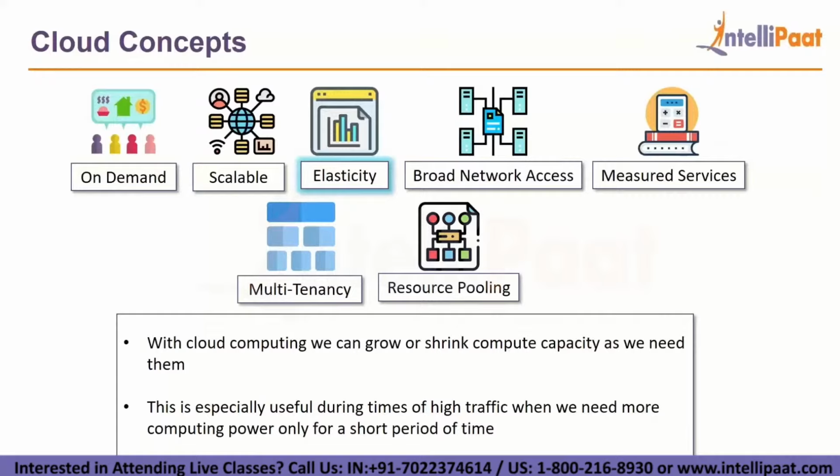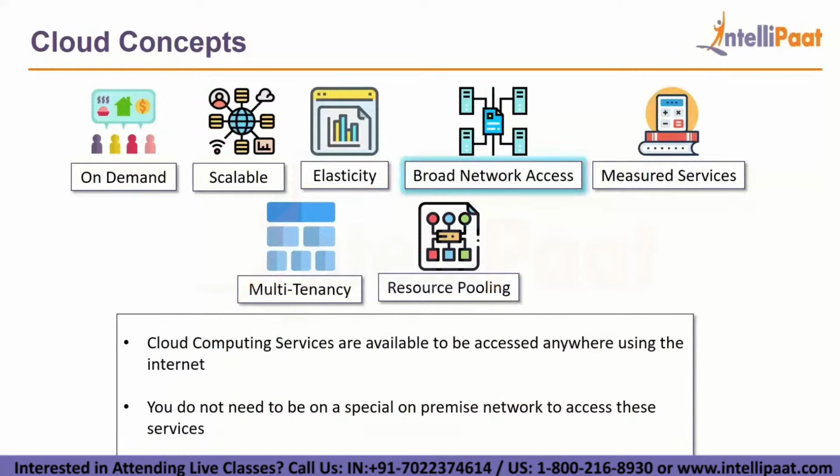You can grow and shrink the size of your clusters quite easily. You can add or remove more servers quite easily. There's broad network access. Cloud computing services are available to be accessed anywhere using the internet. So you only need internet services to be working on a system through which you can access the cloud computing services you need to. You do not need to be on a special on-premise network to access these services, as you might need to if you're working on an on-premise system.